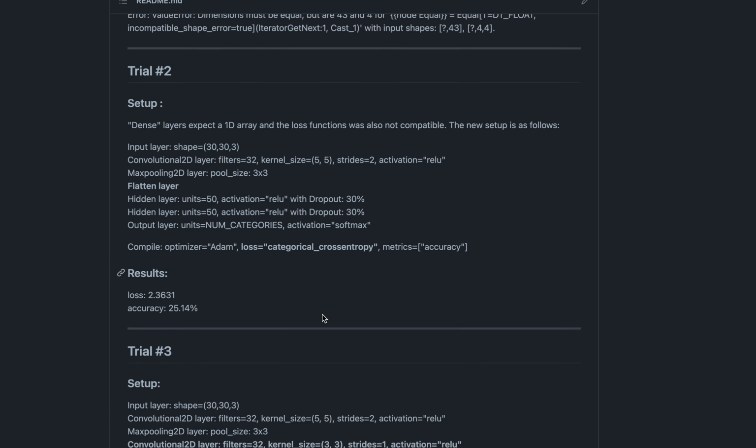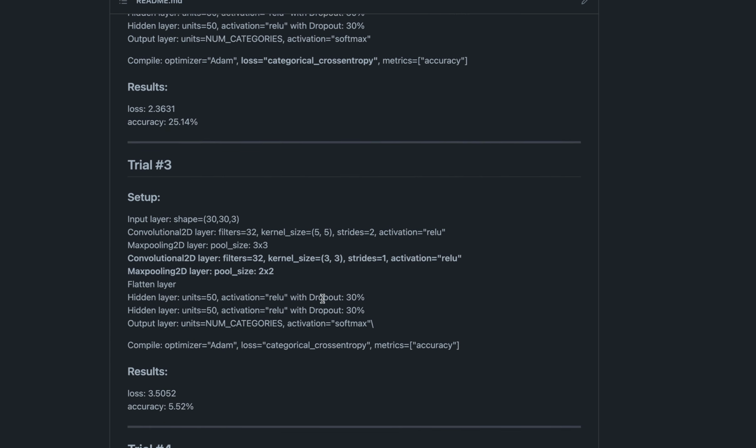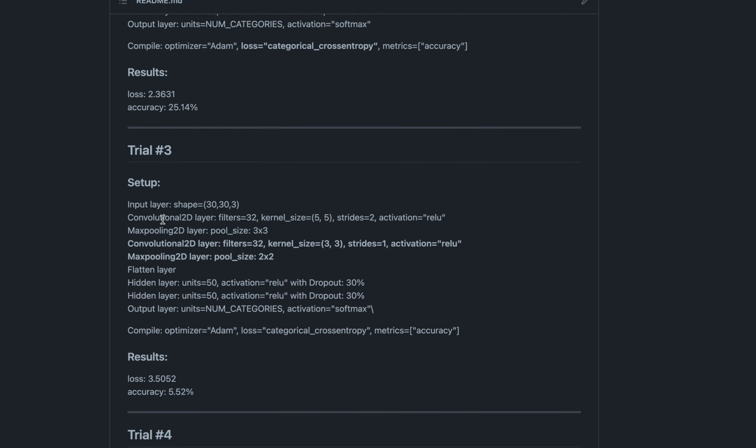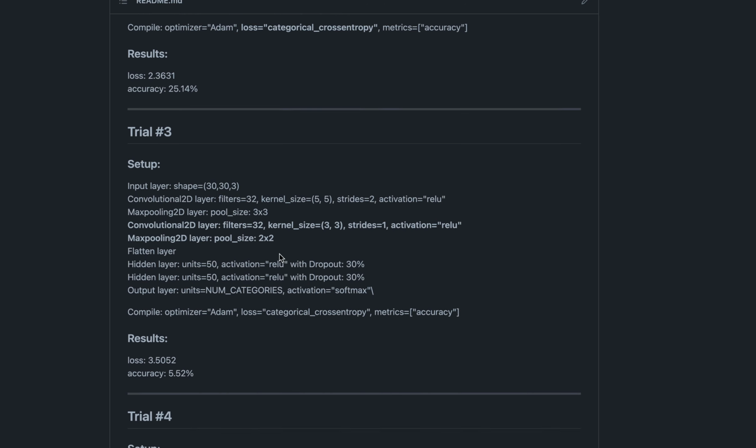So what I did on my next trial is to add an additional convolutional layer and a max pooling layer. By doing this, unfortunately, my accuracy decreased to only 5%. So I realized that maybe this is not the way.